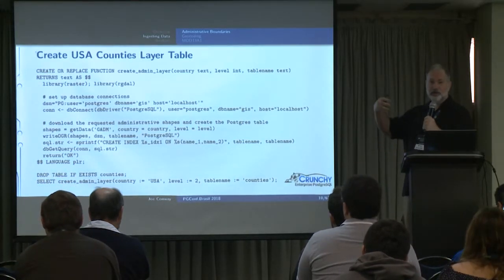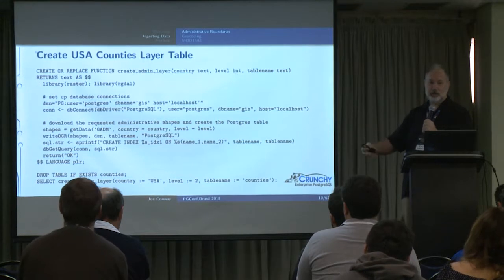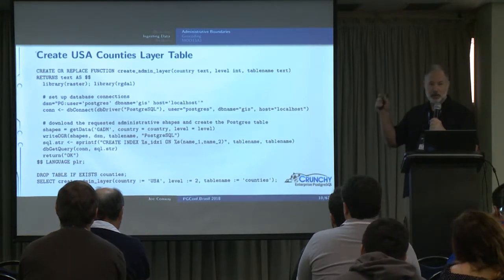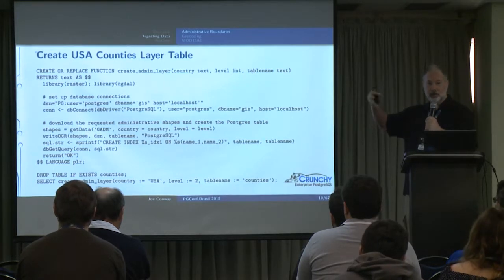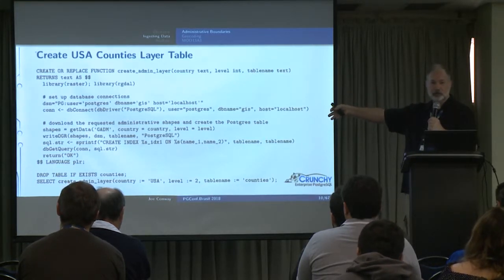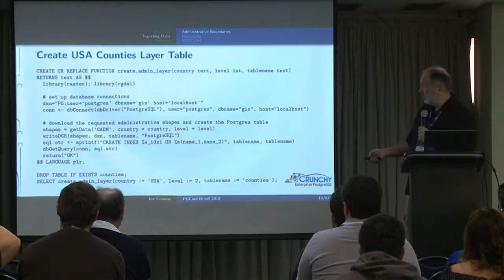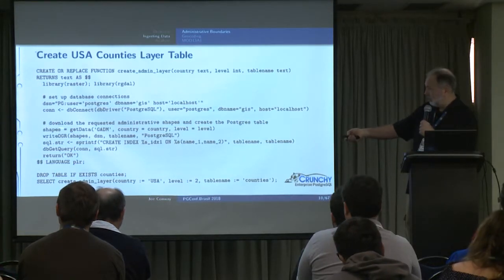And the translation of a layer in PostGIS is a table. It's normally a table that has one geometry column, and then all of the other attributes of the layer become other columns in that table. So really, the bulk of the work is done by these two lines.